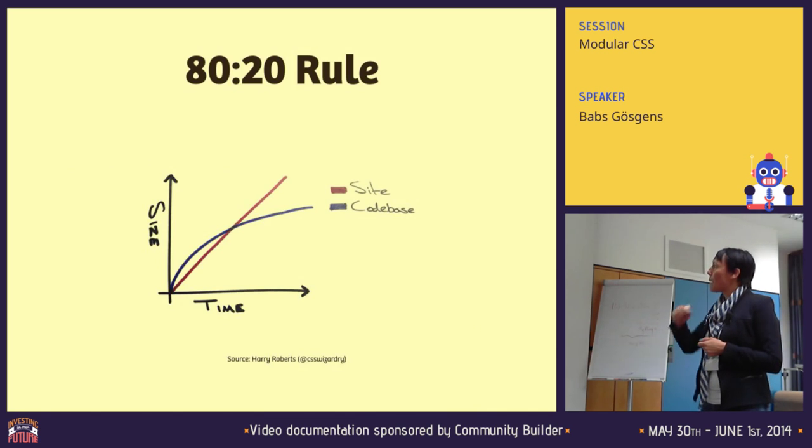So, this is actually a scan from a little napkin drawing made by Harry Roberts, aka CSS Wizardry, who is a young chap from the UK, front-end developer. He was developing for large websites. And he discovered the 80-20 rule. And basically what it means is he writes 80% of his CSS during the first 20% of the website, or of the markup of the website, or the entire code base of the website.